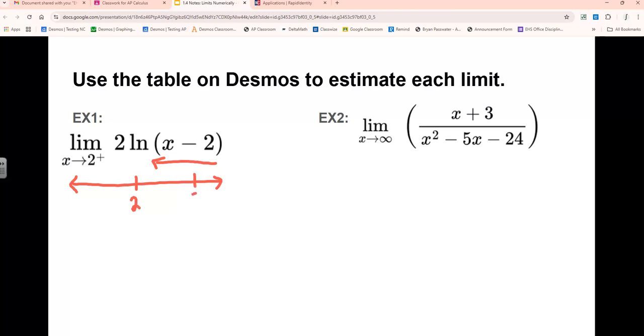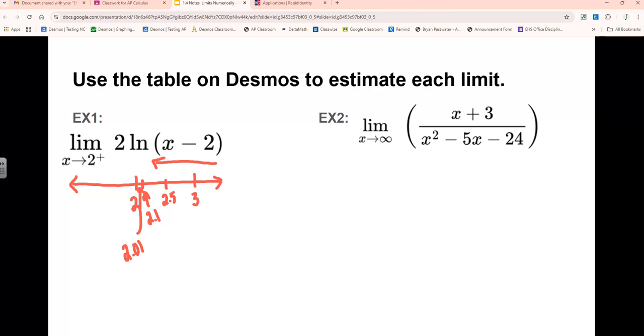So definitely 3 is above 2, right? Somebody give me something closer to 2. 2.5 right here. That's closer to 2. Give me something even closer. 2.1 right here. Right? What's closer? 2.01. And then 2.001 and 2.0001, and you should just keep going with that, right?